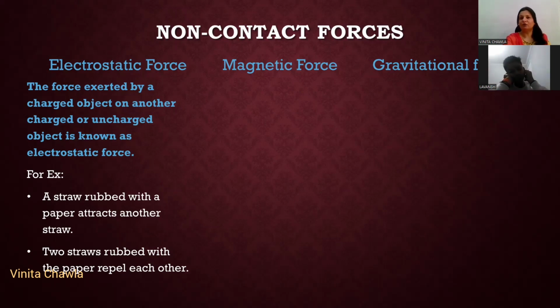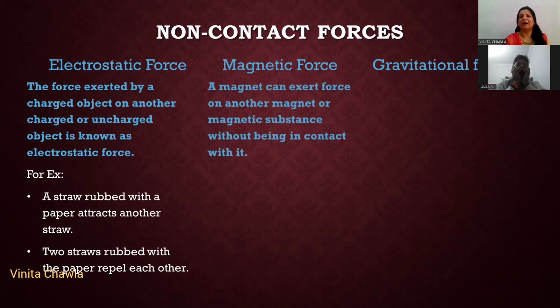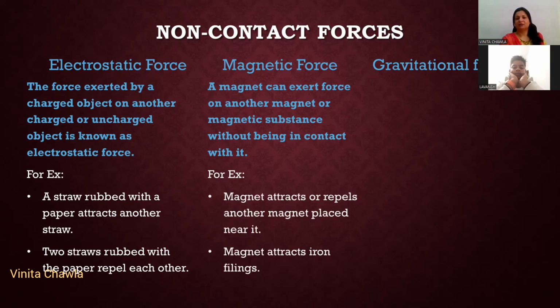Next, we have magnetic force. In magnetic force, we know that magnets attract or repel. When we put two like poles together, they repel. And when we put two unlike poles together, they attract. In north-north, we have repulsion. In north-south, we have attraction.